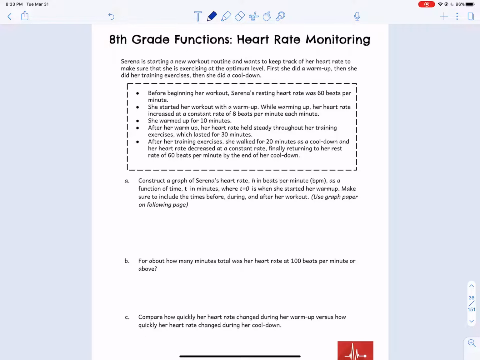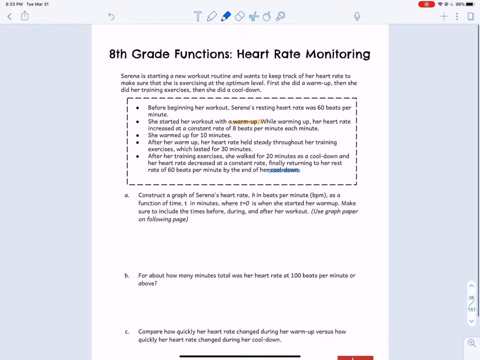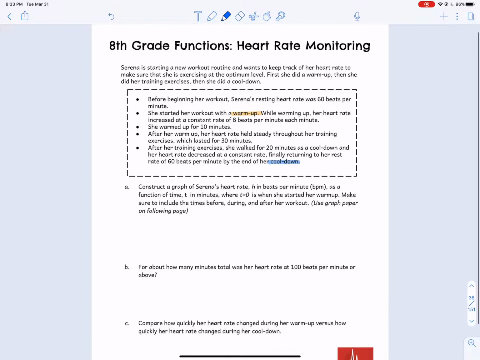In the box, it talks about her heart rate during different parts of her workout. She has a warm up for a certain number of minutes, then she does some exercises, and then she has a cool down for another set of minutes. And then we are asked to graph it. So that's part A, construct a graph, which is on the next page. We have graph paper.